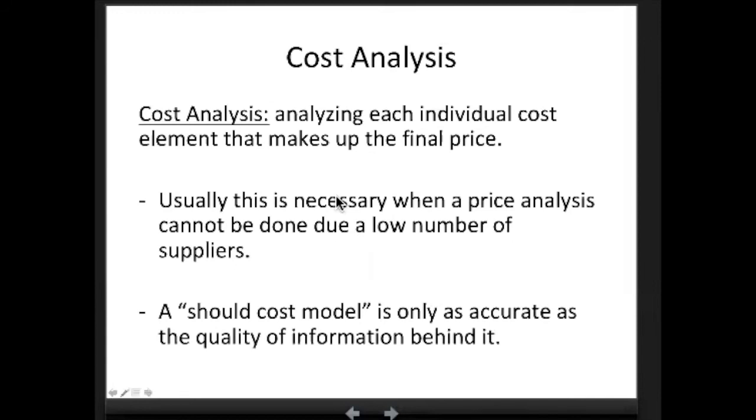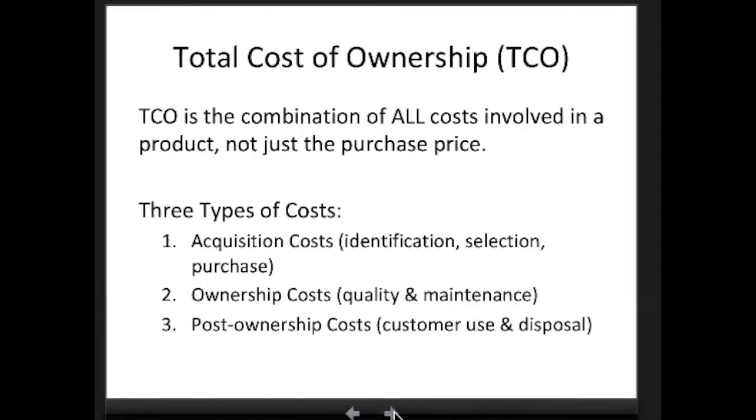Then cost analysis, where we are analyzing individual cost elements. And this is what we call should cost analysis. This helps you understand what should be the cost of the item. And then on top of it, there's a profit margin that the supplier adds. And after that, does the price look reasonable in light of the cost of the item? And finally, total cost of ownership, which includes acquisition cost, ownership cost, and post-ownership cost.